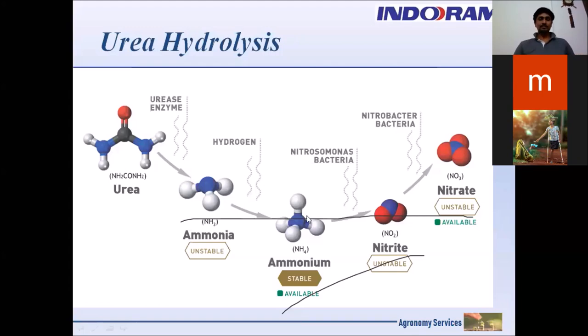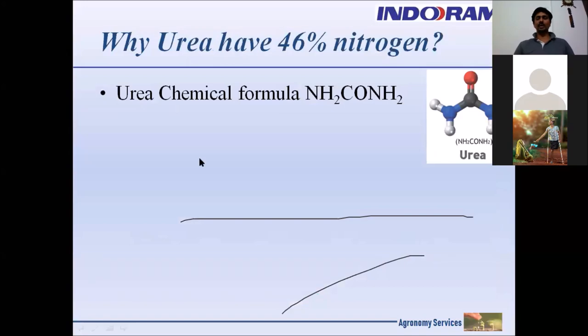And one more thing, if we apply this urea, initially around the urea granule, there is a high pH, alkalinity is there. That is because of these two processes. Normally urea is an acid-forming fertilizer, but in the initial stage of hydrolysis, it produces an alkaline nature.